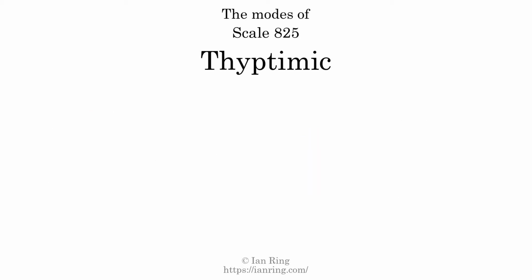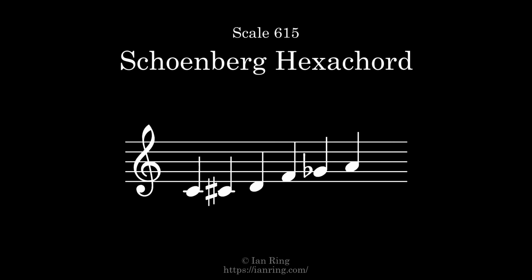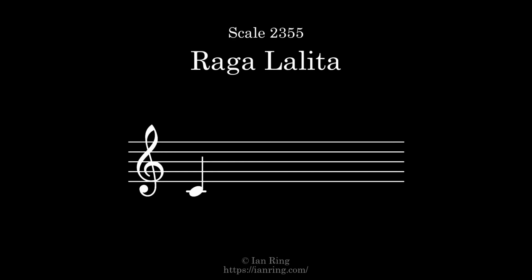This scale has 6 modes. The first mode is itself. The second mode is scale 615, also known as Schoenberg hexachord. It sounds like this. The third mode is scale 2355, also known as Raga Lalita. It sounds like this.